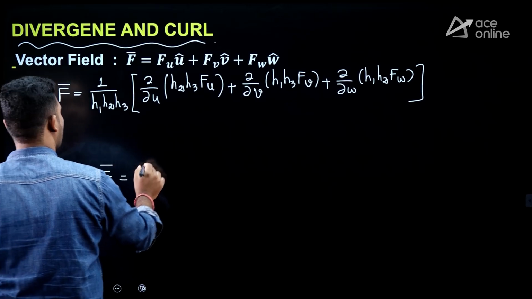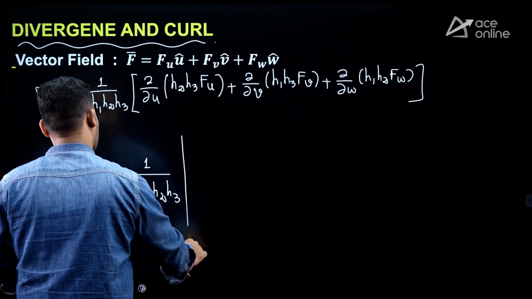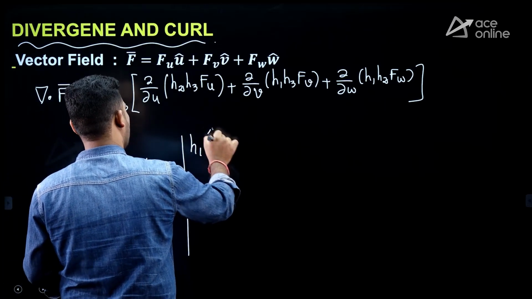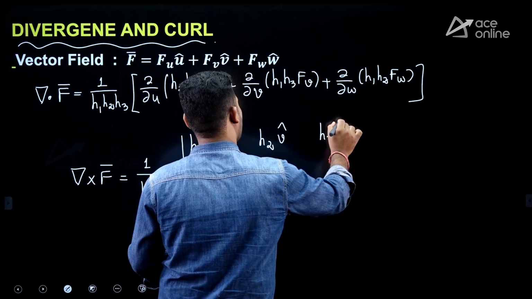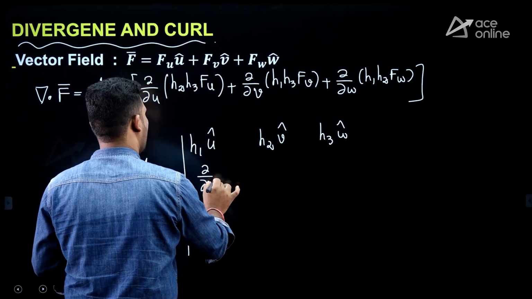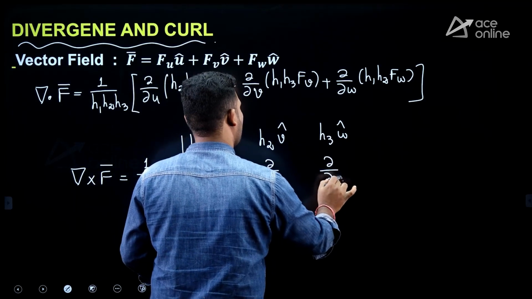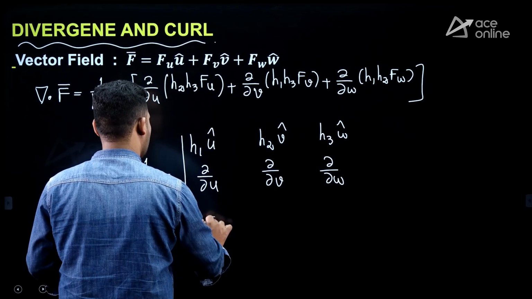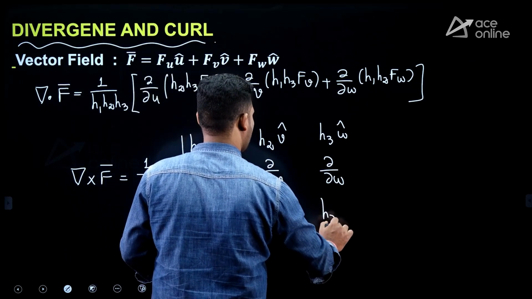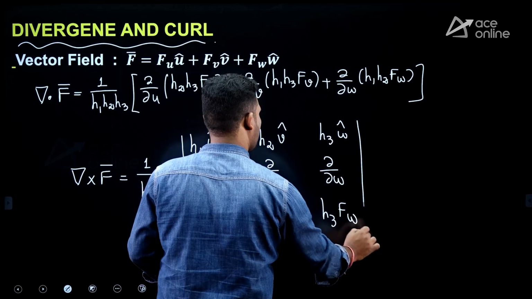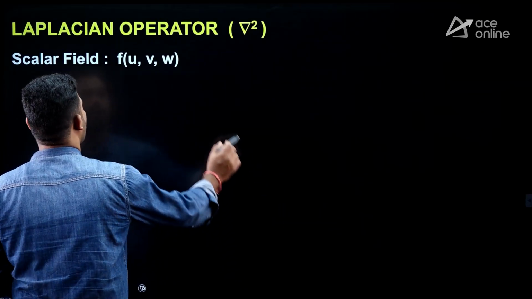It is 1 divided by H1 H2 H3 times the determinant with rows: H1 u cap, H2 v cap, H3 w cap; dou by dou u, dou by dou v, dou by dou w; H1 into Fu, H2 into Fv, H3 into Fw. Clear, guys? Next, the last operator, the Laplacian operator.